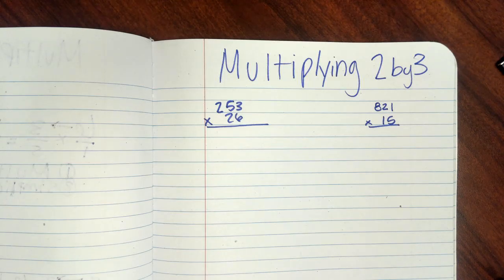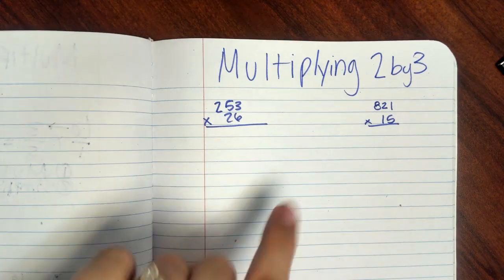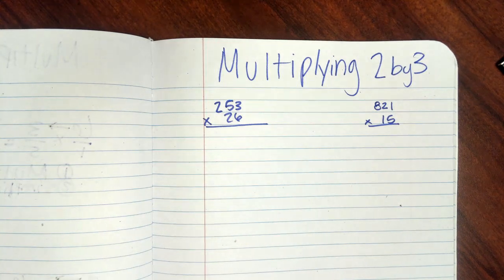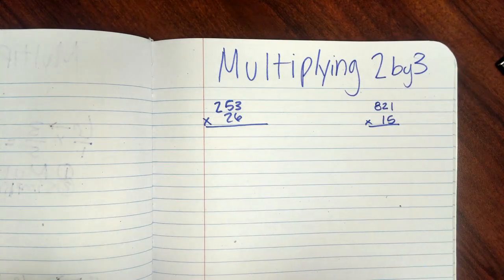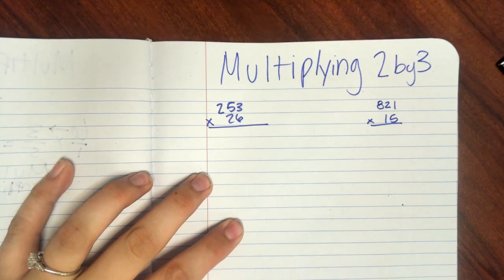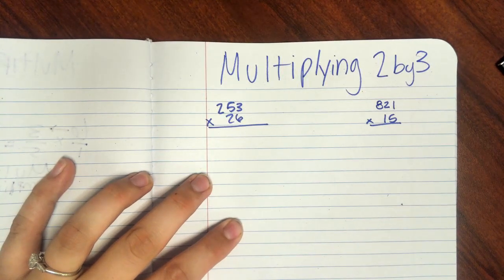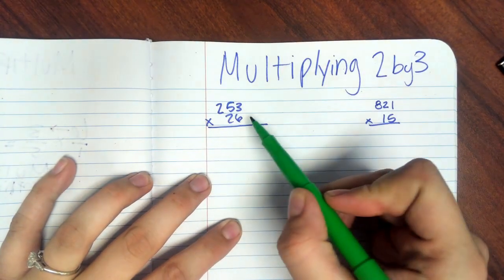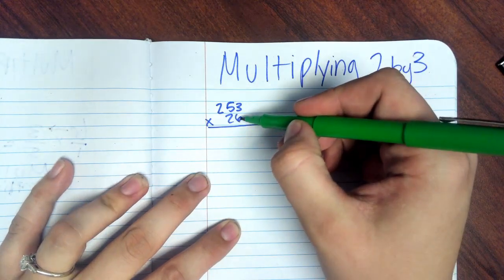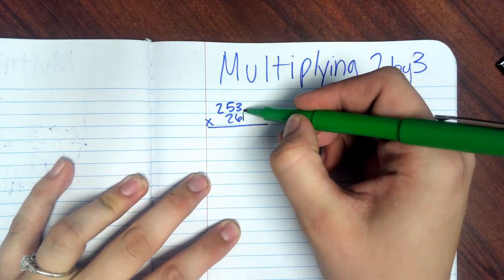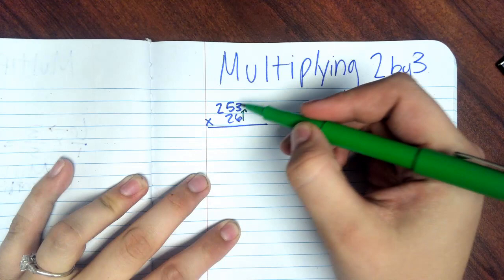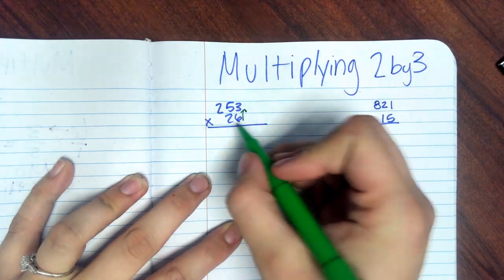Alright, in this video I'm going to be going over multiplying 2 digits by 3 digits. So I have already gone ahead and set up 2 problems for us to work through. Alright, so first step is for me to use the digit that is in the ones place. And I'm going to multiply this digit by the digit in the ones place up top. So 6 times 3 is 18.